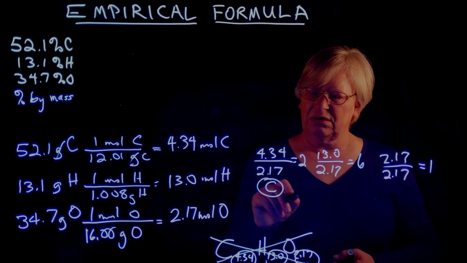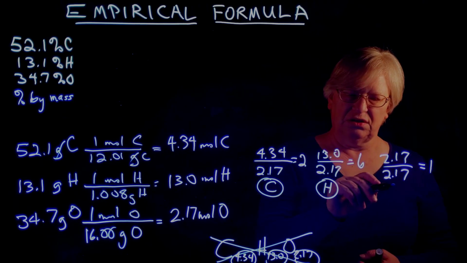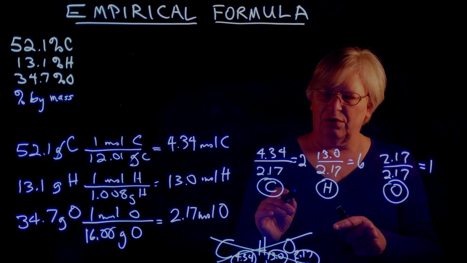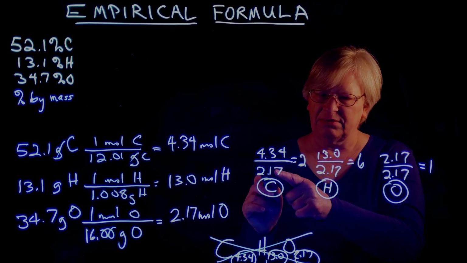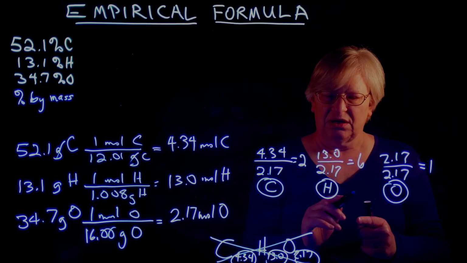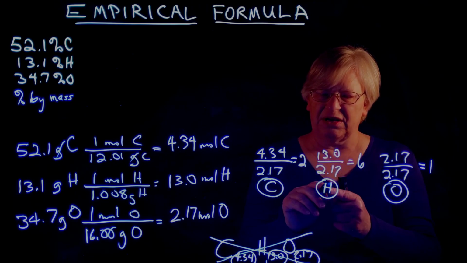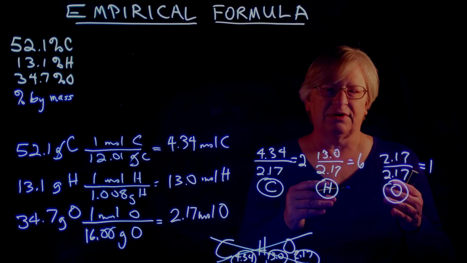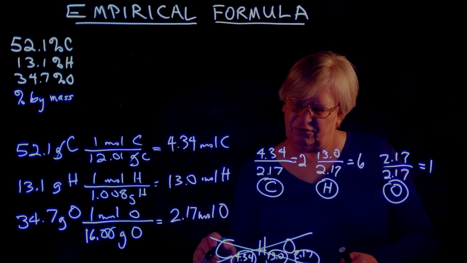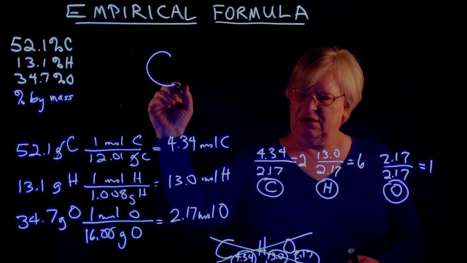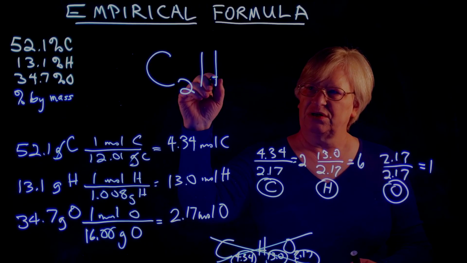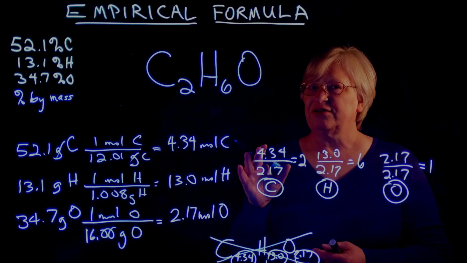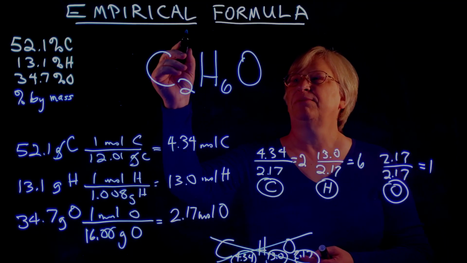So this is the carbon, right? This is carbon here. This is hydrogen here. This is oxygen here. So we're saying that in a ratio, I have twice as many carbon atoms as I do oxygen atoms. In a ratio, I have 6 times as many hydrogens as I do oxygen atoms, and then oxygen to oxygen is 1, right? So I can now write this formula as C2H6O. Now, I still have not gotten to the molecular formula. I've only gotten to the empirical formula.